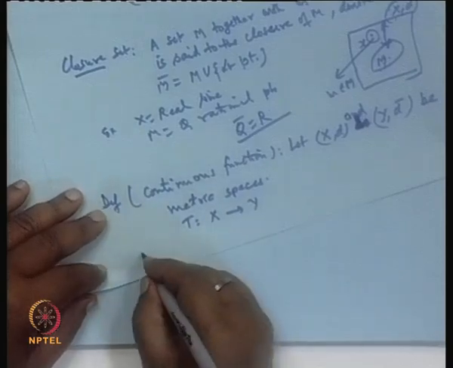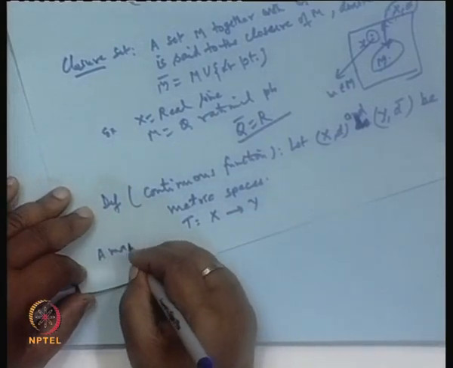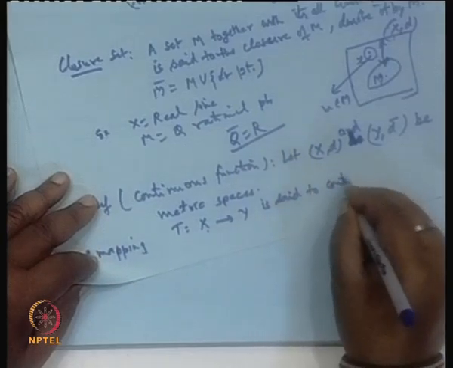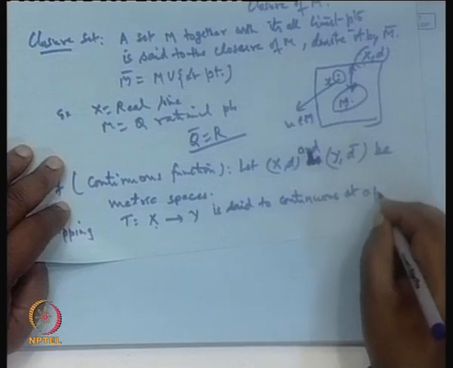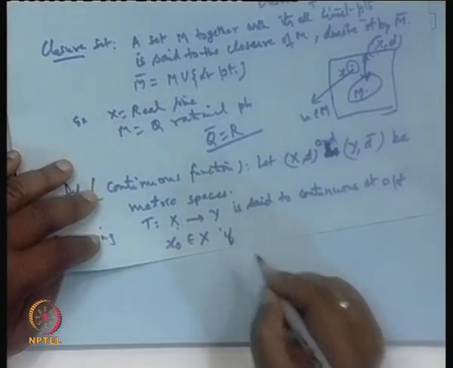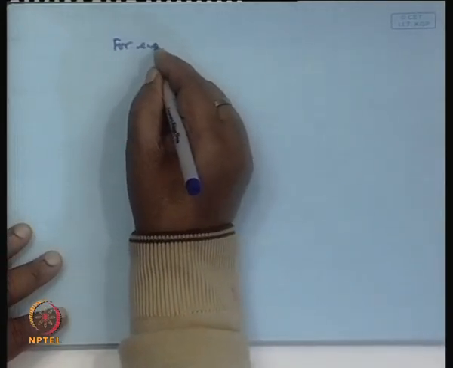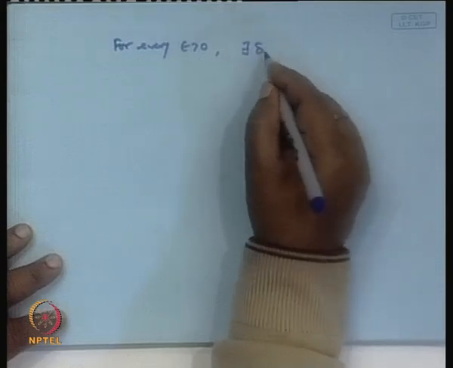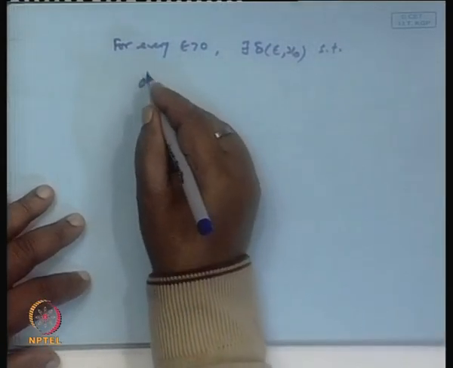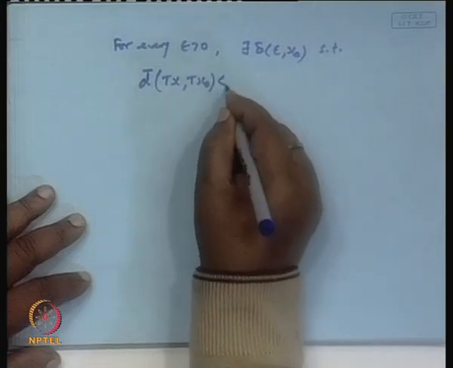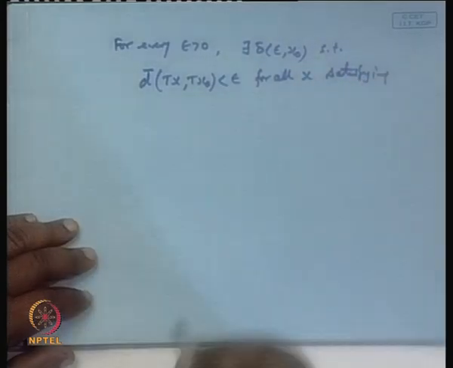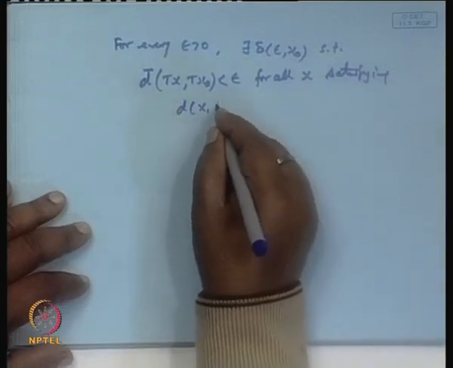We say a mapping T from one metric space to another metric space is continuous at a point x naught belonging to X if for every epsilon greater than 0 there exists a delta, depending on epsilon and the point x naught, such that d bar of T x and T x naught is less than epsilon for all x satisfying the condition that d of x and x naught is less than delta.